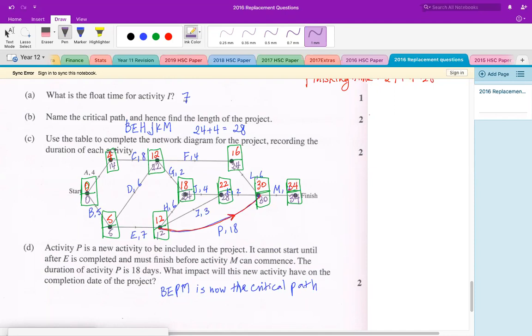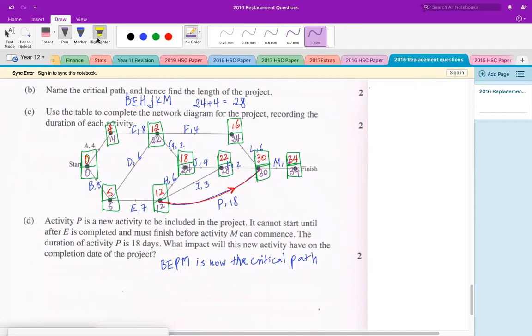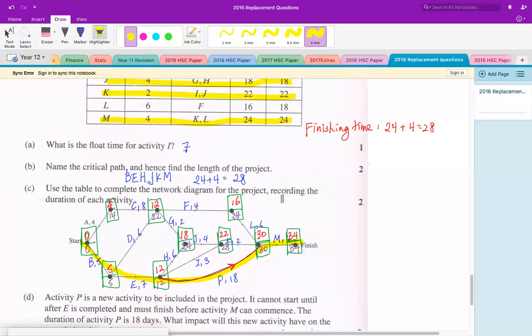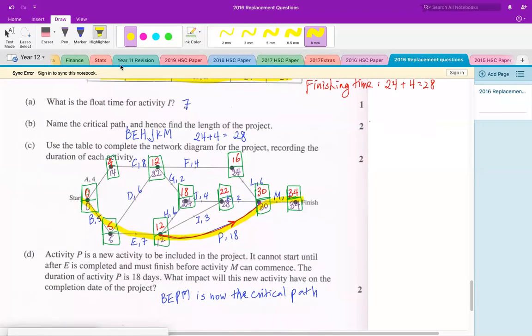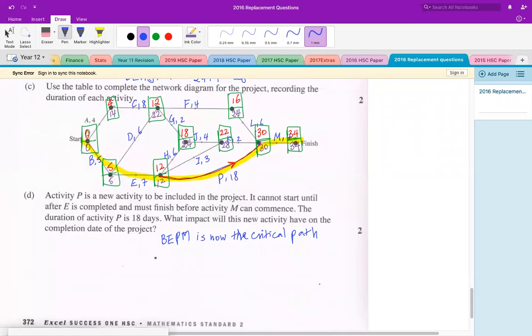Okay, so I have completed forward and backward scanning again, and I see that the critical path in this case is different now. It goes to the bottom, right? So now the critical activities become BEPM instead of the ones we had at the start. And the finishing time is 34 now instead of 28. So 34 minus 28, this is 6. So you're actually spending an extra 6 hours to complete the task.